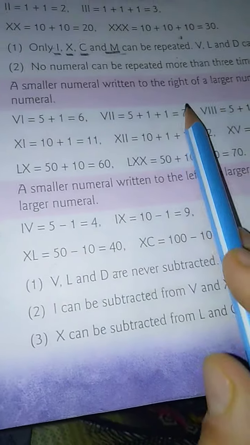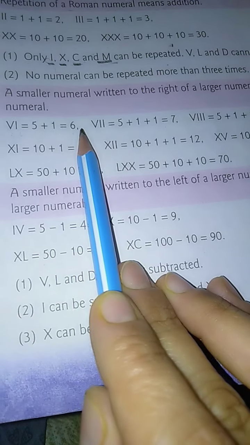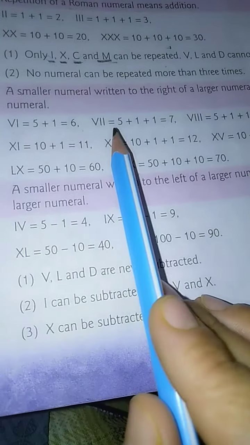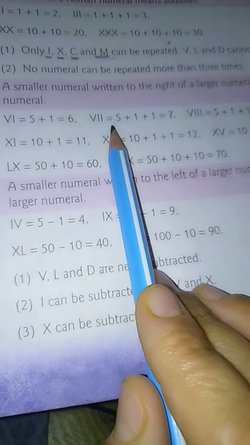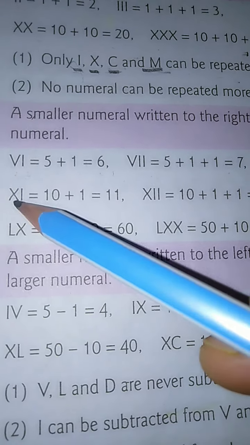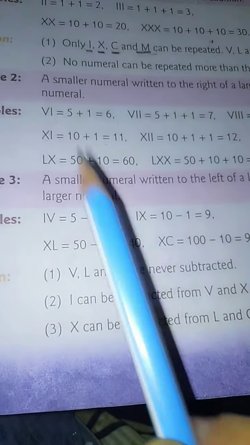Rule 2 is a smaller number written to the right of larger numeral is always added to the larger numeral. Means if the sequence is greater, smaller, that means you are going to add the smaller to the greater. Means VI, 5 plus 1, that is 6. VII, 5 plus 1 1, that is 7. VIII, 5 plus 1 1 1, that is 8. Similarly, XI, 10 plus 1 11, XII 12, XIII 13, XV 15 and so on.